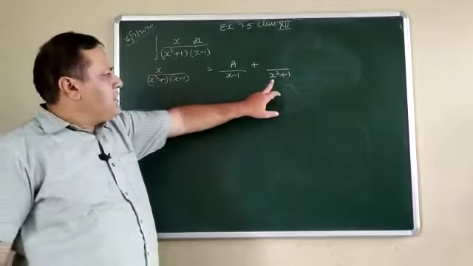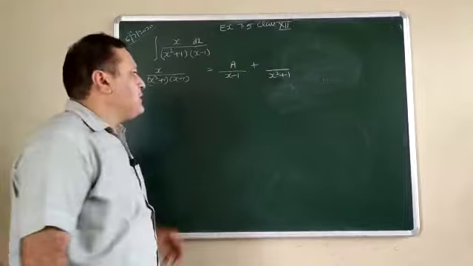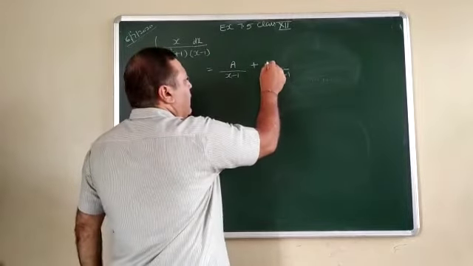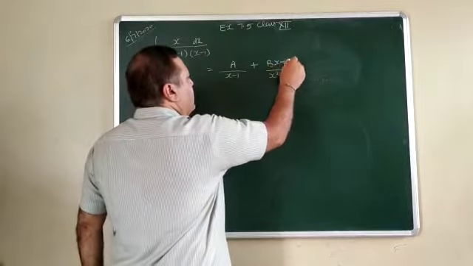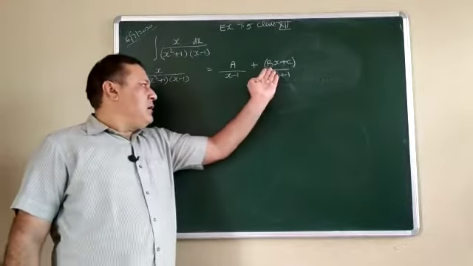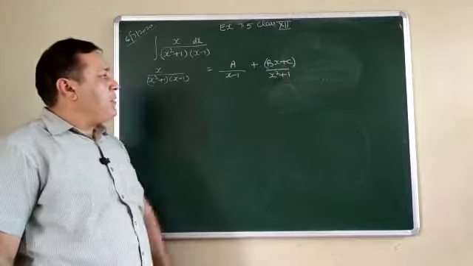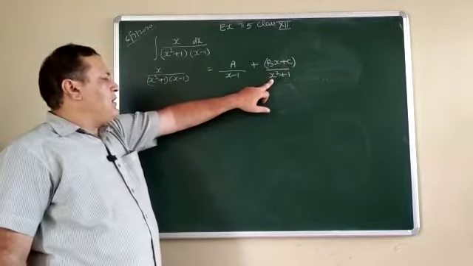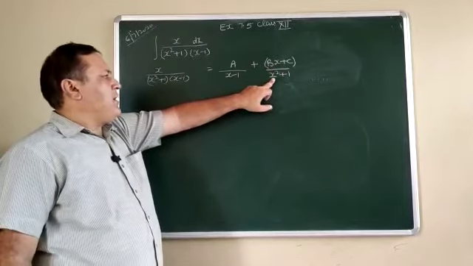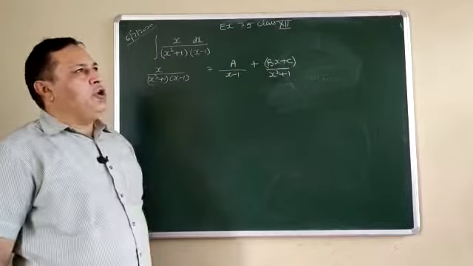So whenever there is a quadratic function which is non-factorable, in that case we have to write down a linear function in the numerator, bx plus c. b is a constant, c is also a constant, and bx plus c indicates the linear function. Remember, whenever a quadratic equation is there which is non-factorable, in that case we keep a linear function in the numerator.